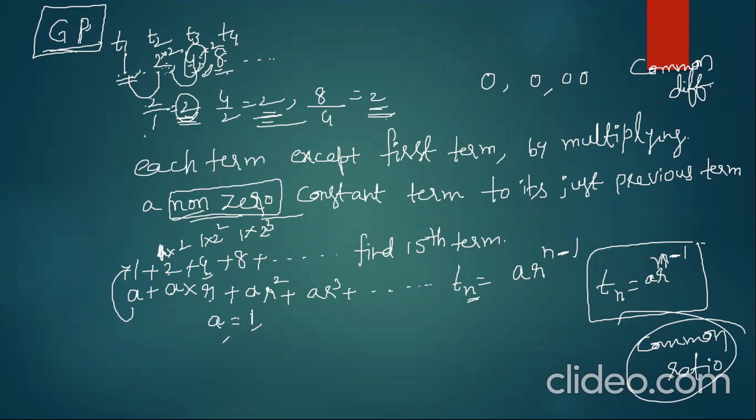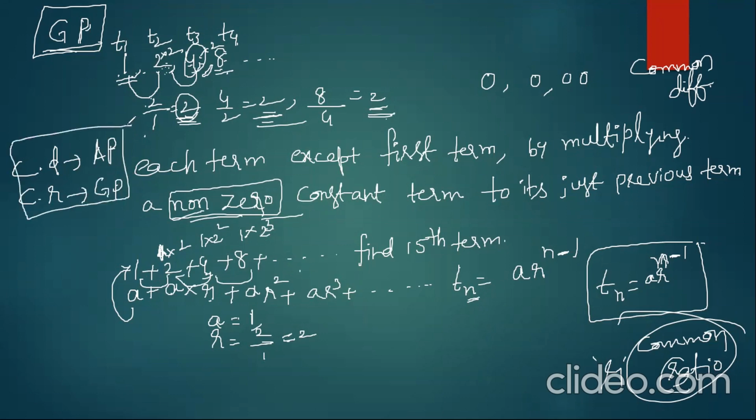The common ratio is generally denoted by the letter R. So how much is R now? R is equal to 2 upon 1, or 4 upon 2, or 8 upon 4. In any way you take it, you will get the same fixed constant. 2 by 1 is equal to 2. If the common ratio is the same, then we can say the sequence is a geometric sequence. Understood? If the common difference is the same, that is an AP, and if the common ratio is the same, that is a GP. Got it? Very good.